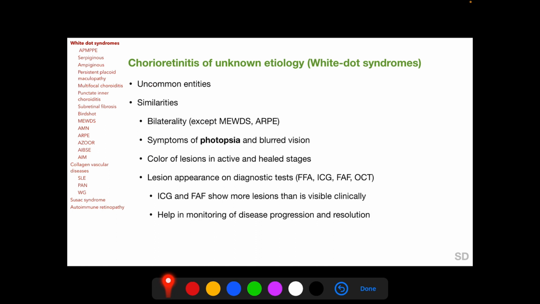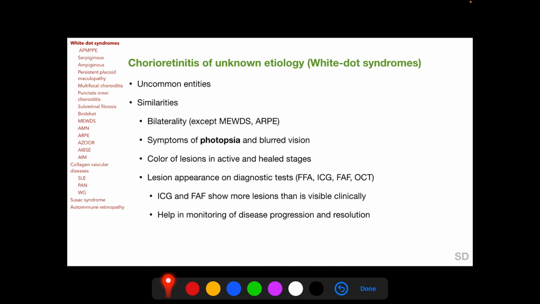Now these white dot syndromes are usually bilateral, except multifocal evanescent white dot syndrome and acute retinal pigment epitheliopathy, which are predominantly unilateral. Symptoms of photopsia and blurred vision are almost universal in these syndromes. So in a patient complaining of photopsia or flashes, white dot syndromes should be under the differential diagnosis.